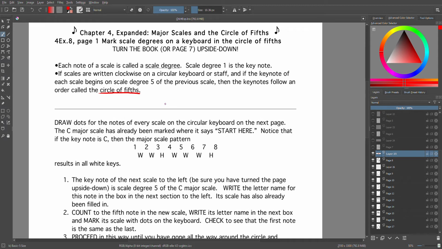So, for example, if, say, C is my keynote, and I go up all the way to G, which would be the 5th degree, the next scale is going to start right on G. And then I do it again. The 5th scale degree of the G scale is D. I'm going to do the same thing, start on D for the next one. So we'll get more of that in a second.